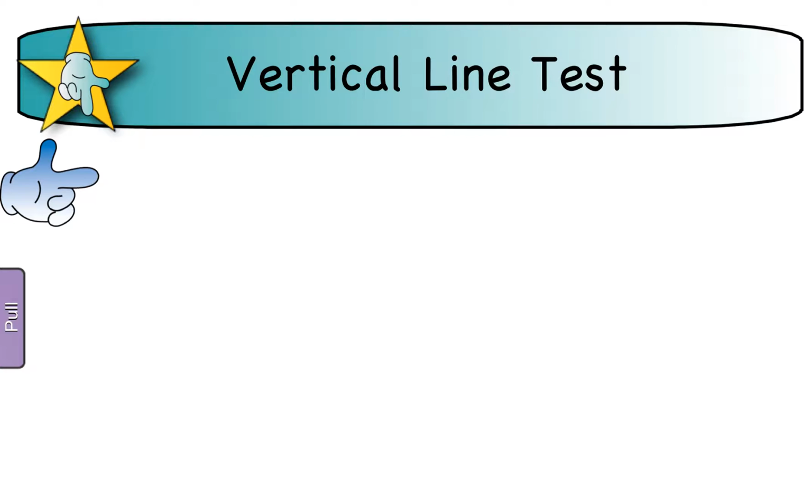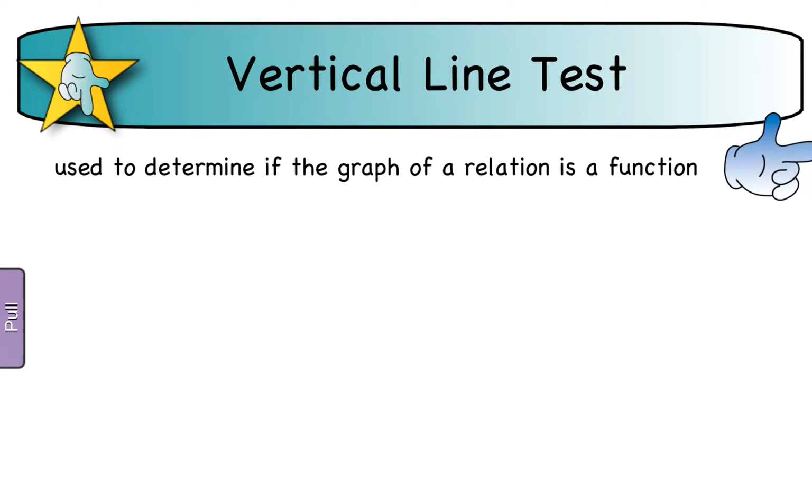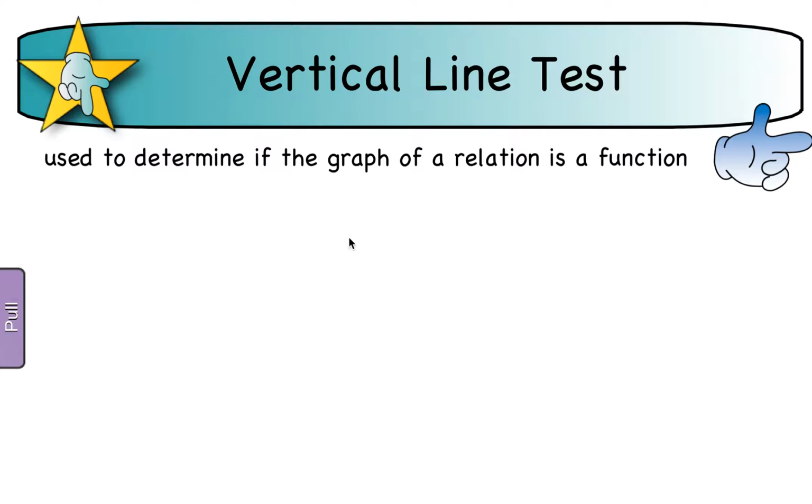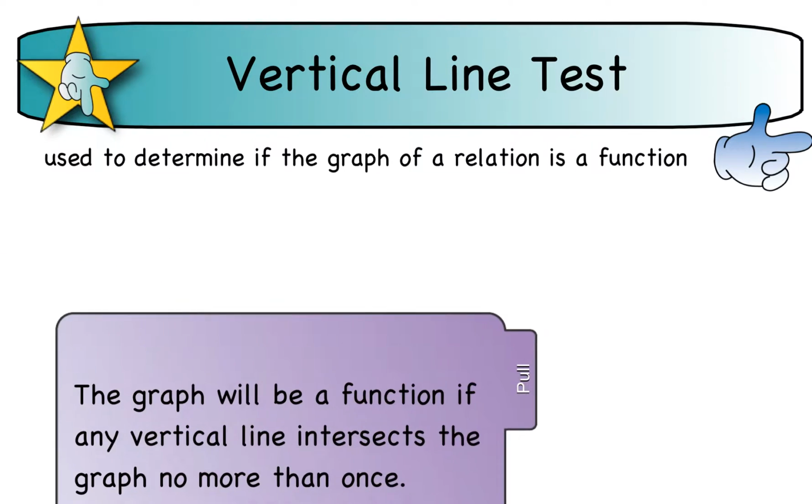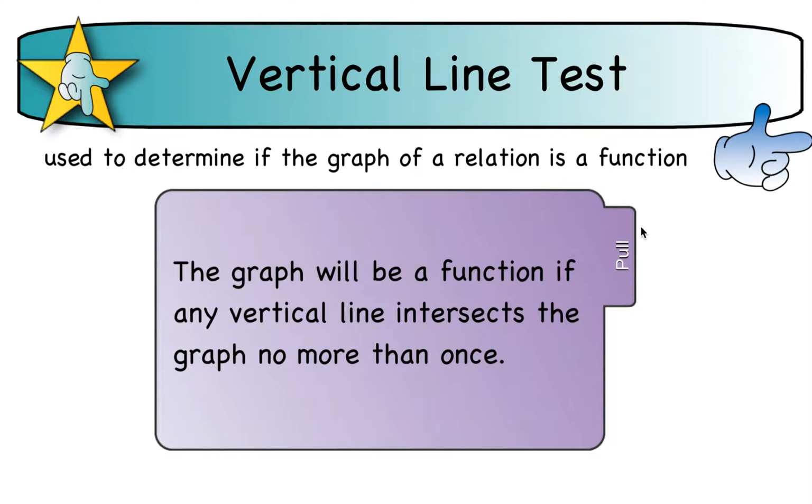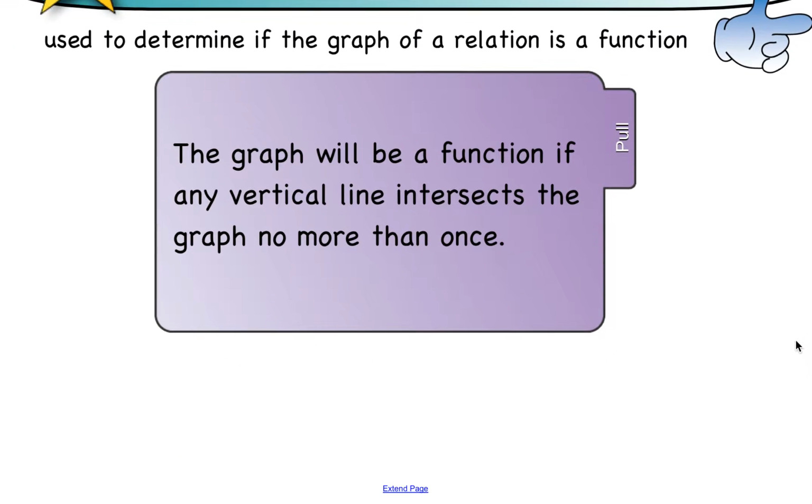The vertical line test is a test that we can use on graphs to help us determine whether something is a function. So it says this is used to determine if the graph of a relation is a function. When we use this test, it is a function if the vertical line intersects the graph no more than once. So as long as it only crosses a vertical line one time, then it is a function.